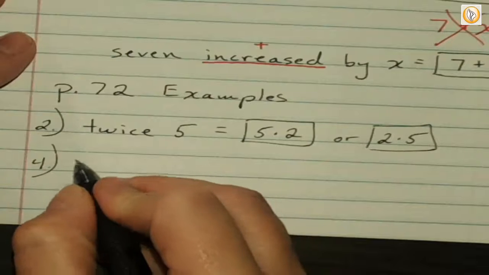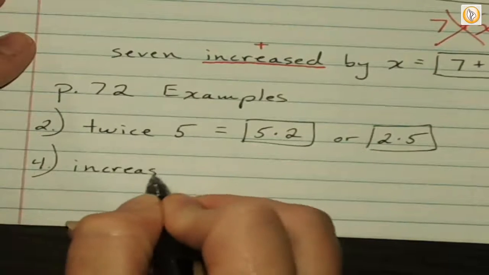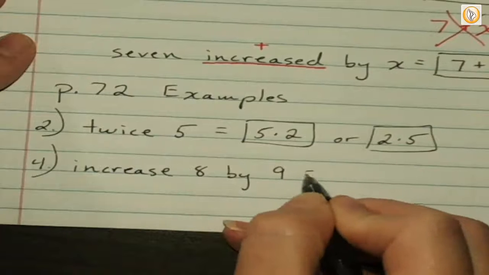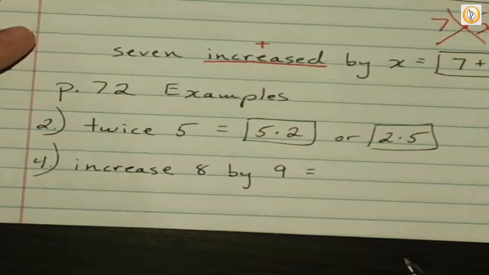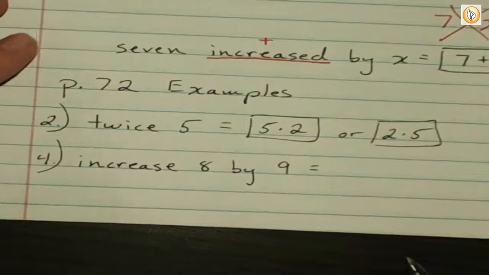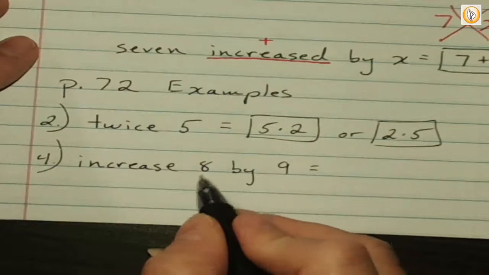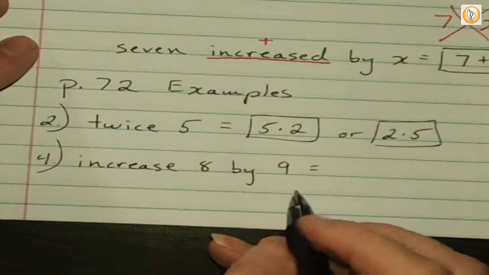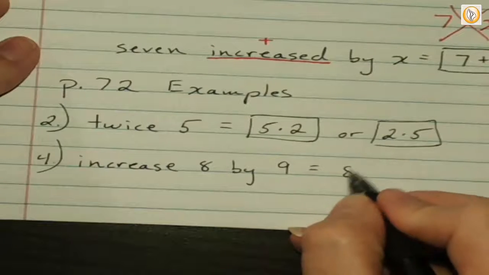Okay, you've already had a turn. So Tanner, increase 8 by 9. How would I write that? So we would do... Increase 8 by 9. Oh, so 8 plus 9. There you go.